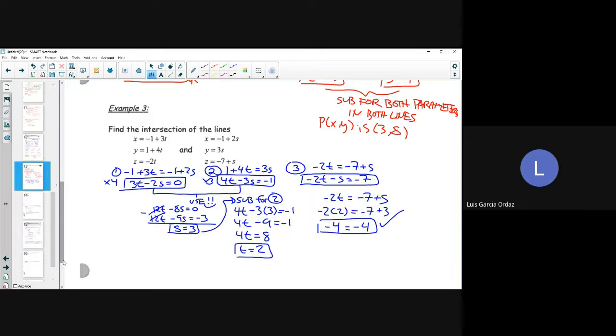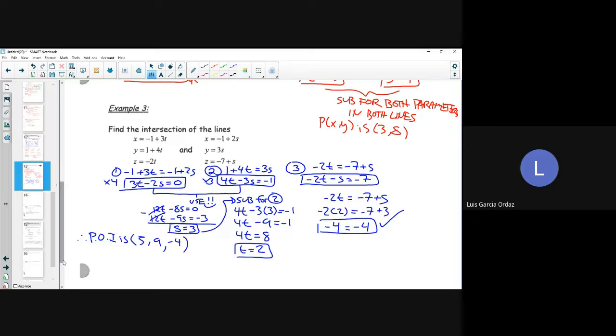So now, whichever one I plug in, I can use T or S for all of them, they're still going to give me the same point. So if I sub in 2 for T, my point of intersection is going to be this. The first one is negative 1 plus 3 times 2, which is negative 1 plus 6, which is going to give me 5. The next one is 1 plus 4 times 2, which is 8. So 1 plus 8 is 9. And the last one is negative 2 times 2, which is going to give me negative 4.